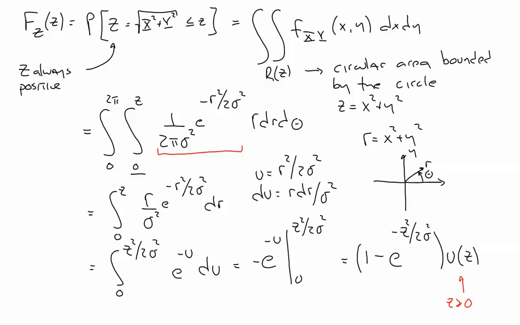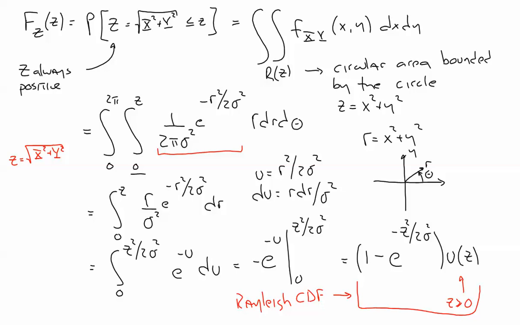Alright? Well, hopefully you will recognize this as the Rayleigh cumulative distribution function. This is the Rayleigh CDF. All right? The cumulative distribution function for z, which equals x squared plus y squared, where x and y are independent, zero mean, Gaussian random variables, I get a Rayleigh.